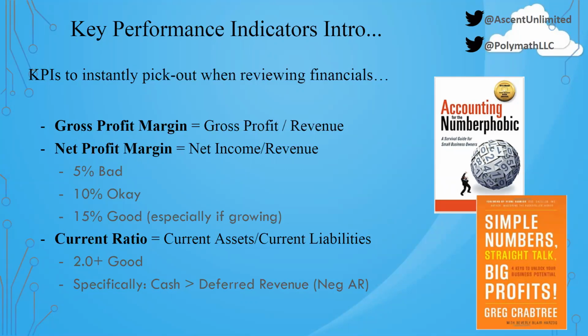Nice. We highly encourage each one of you to read the books Accounting for the Numberphobic by my friend Don Fotopoulos, and also Simple Numbers, Straight Talk, Big Profits by Greg Crabtree. Both of these are written to speak to business owners regardless of your background or business size, and they can help you to understand your key financials and key performance indicators, KPIs, that you need to know to monitor your business.